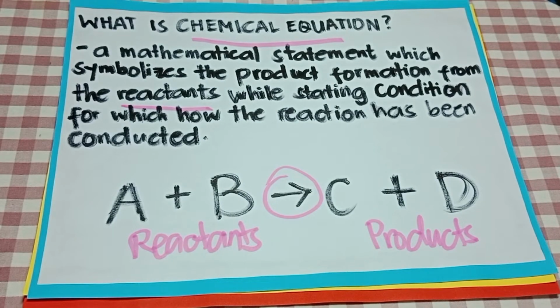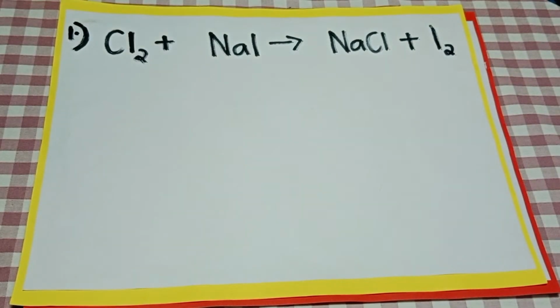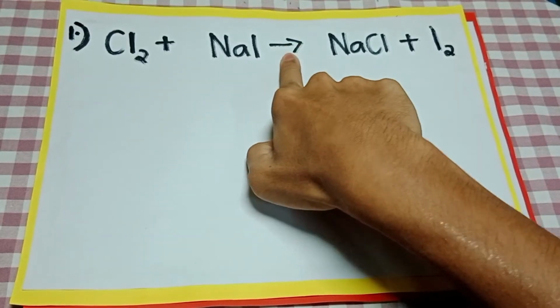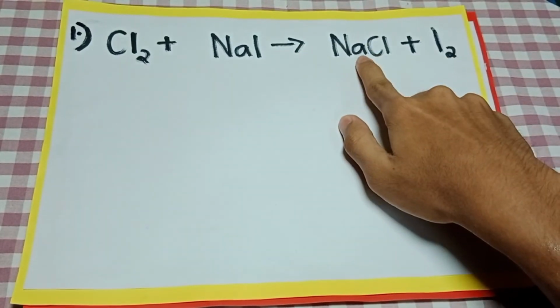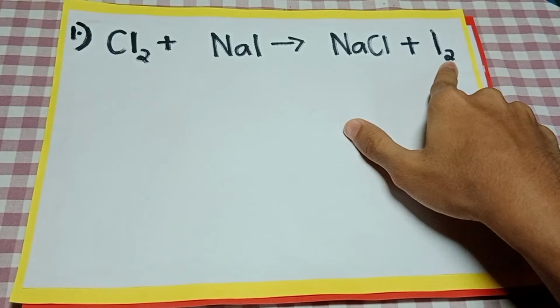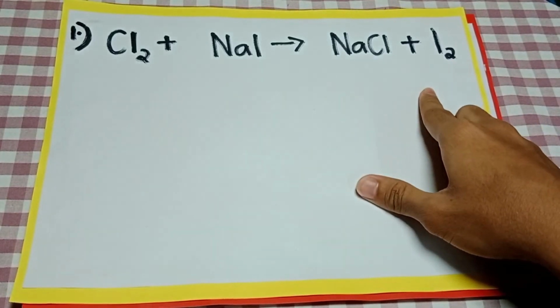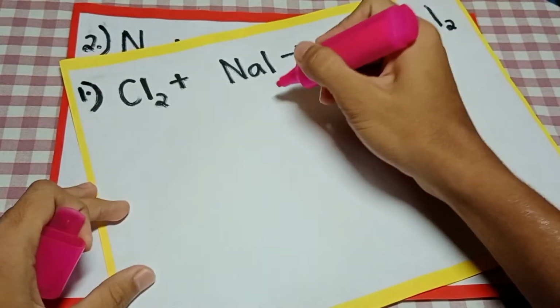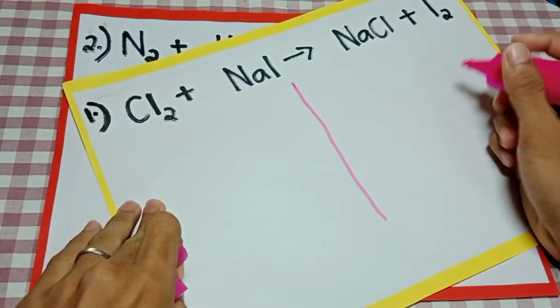To dig deeper and have a better understanding and comprehension of the topic, let's have a sample test on balancing chemical equations. The first equation we have is Cl2 plus NaI, followed by an arrow, then NaCl plus I2. So what are we going to do first? First, we need to make a tally of the elements from the reactant side and the product side. We have to list all the elements on the reactant and product side.